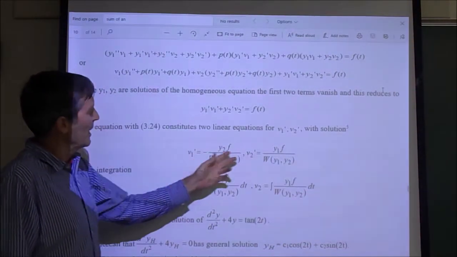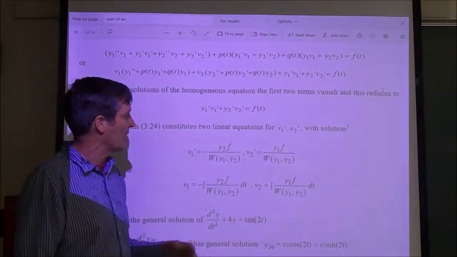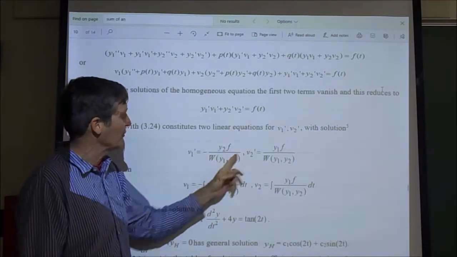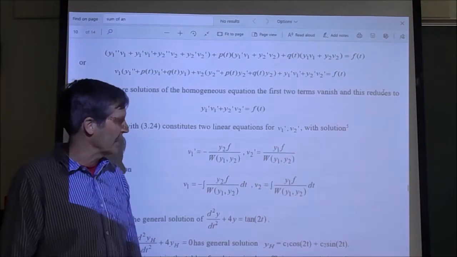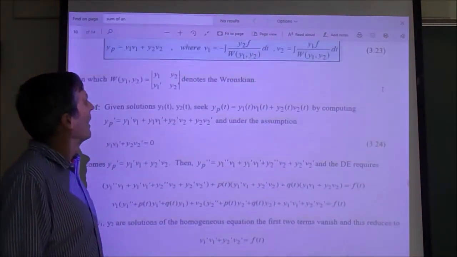Now, if V1 prime and V2 prime are these functions, these are all known, right? This F was the right-hand side of the differential equation. Y1 and Y2 were solutions you found. So you know what these functions are. You just integrate them and you get V1 and V2. That's where the formula came from. That's the derivation of variation of parameters.